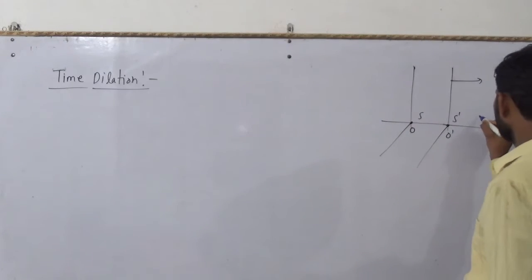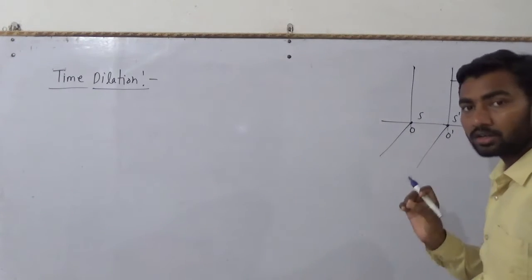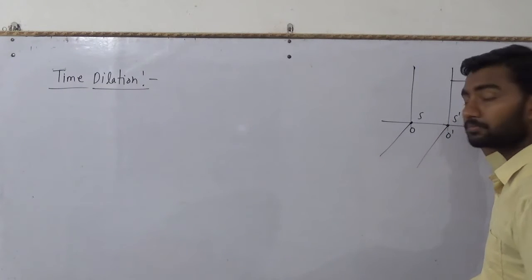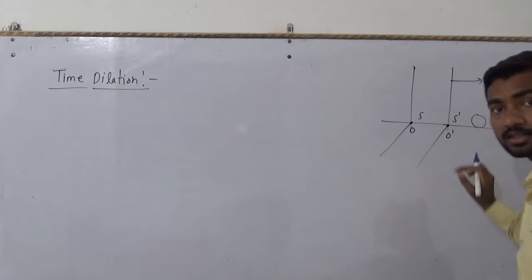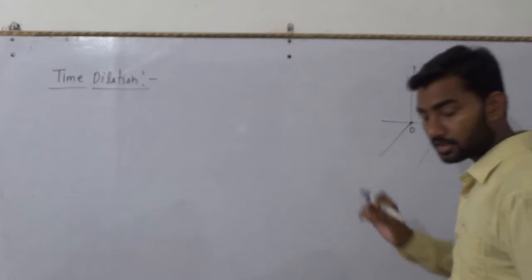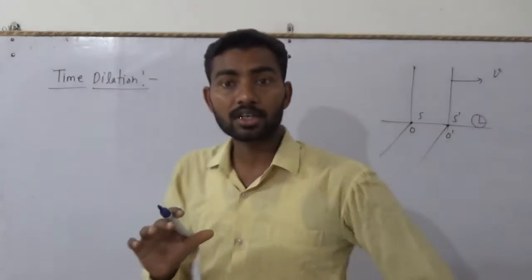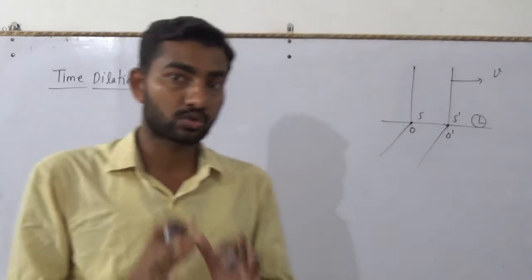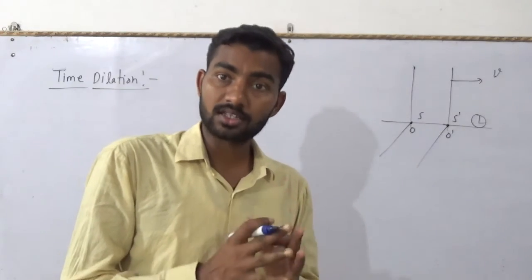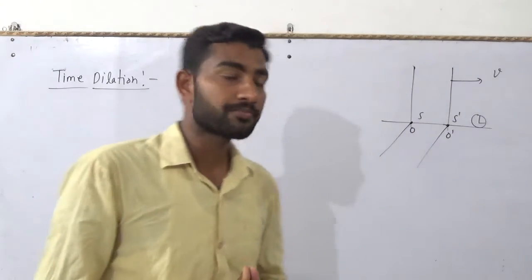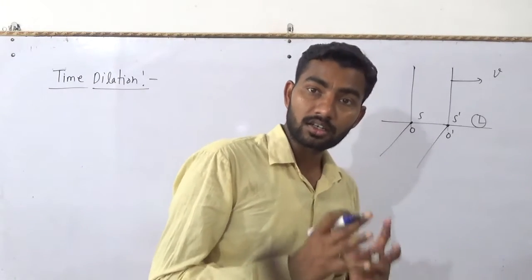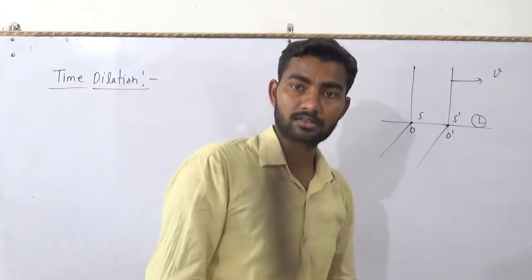Now we are considering that one clock is at rest in this frame S dash. It is my assumption. Here we have assumed two frames of reference S and S dash. Frame S dash is moving with uniform velocity v, and one clock is at rest in this frame S dash.